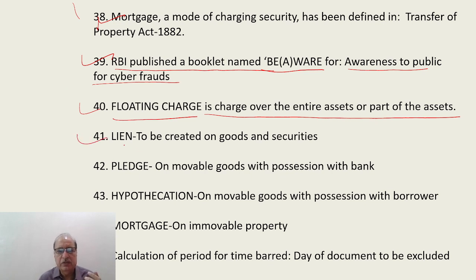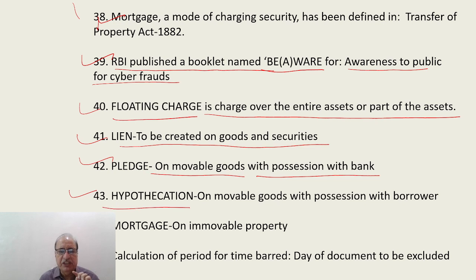So what is lien? Lien is created on goods and security. Pledge is on movable goods with possession with the bank. Pledge is to be secured on movable goods with possession with the bank.